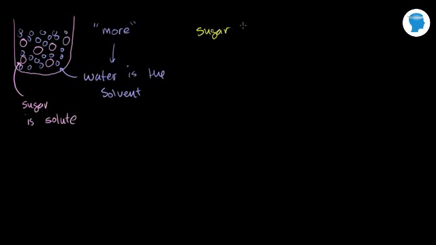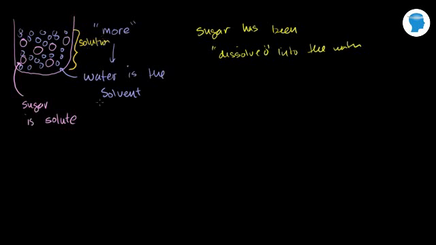And we say that the sugar has been dissolved into the water. And this whole thing right here, the combination of the water and the sugar molecules, we call a solution. And a solution has a solvent and a solute. The solvent is water. That's the thing doing the dissolving. And the thing that is dissolved is the sugar.